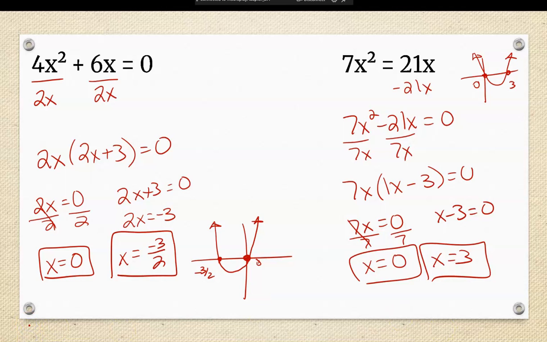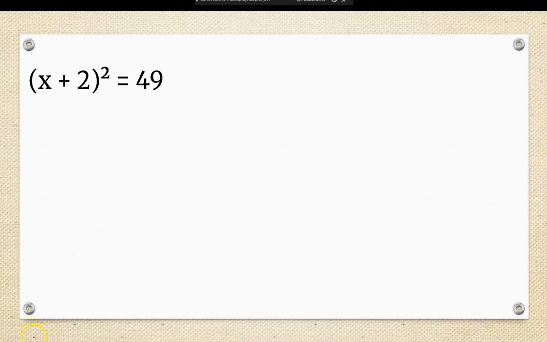If my PowerPoint will let me go to the next slide, that would be great. I'm trying to give you time to do your homework. There we go. Here we go. x plus 2 squared equals 49. This looks fun. Maybe. It's a lot easier than it looks. It looks hard, but it's not. Super fun.